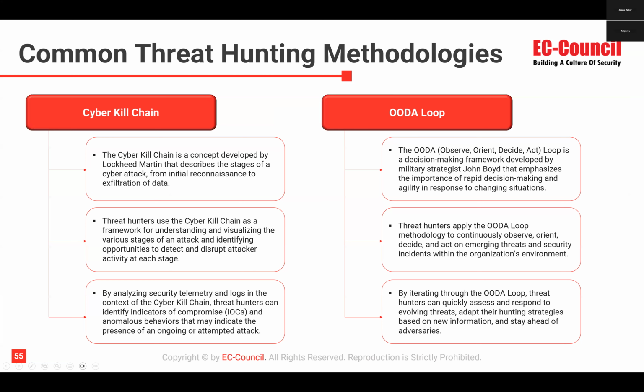And then you also have the OODA loop, which is observe, orient, decide and act. That's a decision-making framework developed by the military strategist John Boyd that emphasizes the importance of rapid decision-making and agility in response to changing situations. All right.